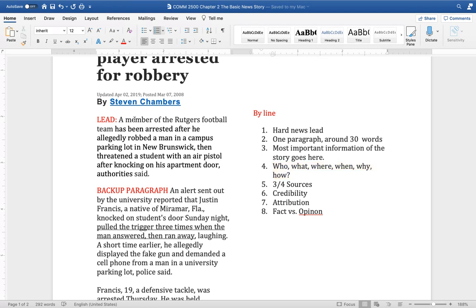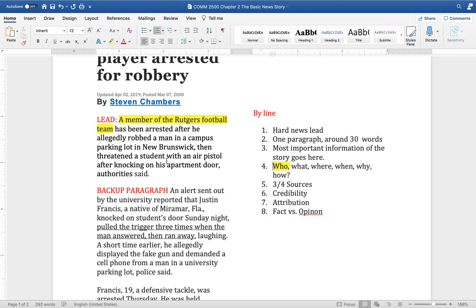Okay, so let's go through it. "A member of the Rutgers football team." So that answers the question, who, right? So we've got that taken care of. And it's a good start because people are crazy about Rutgers football. And if you start a story indicating right away that it's about the football team, you're likely to get a lot of people to stay with the story.